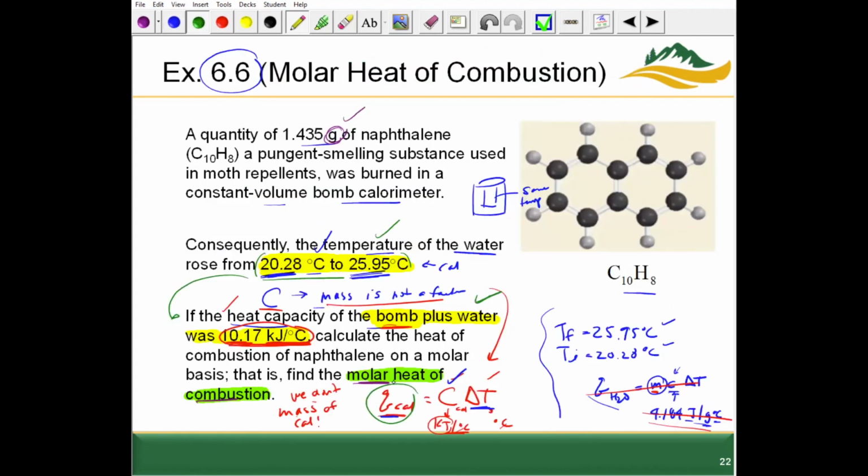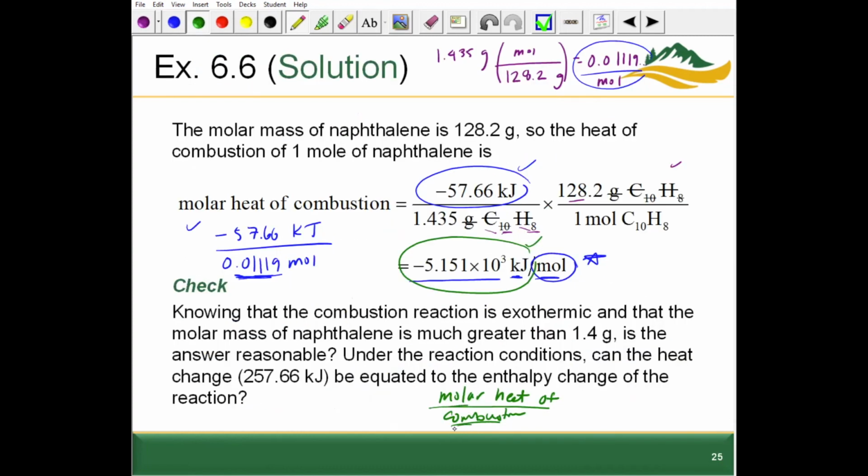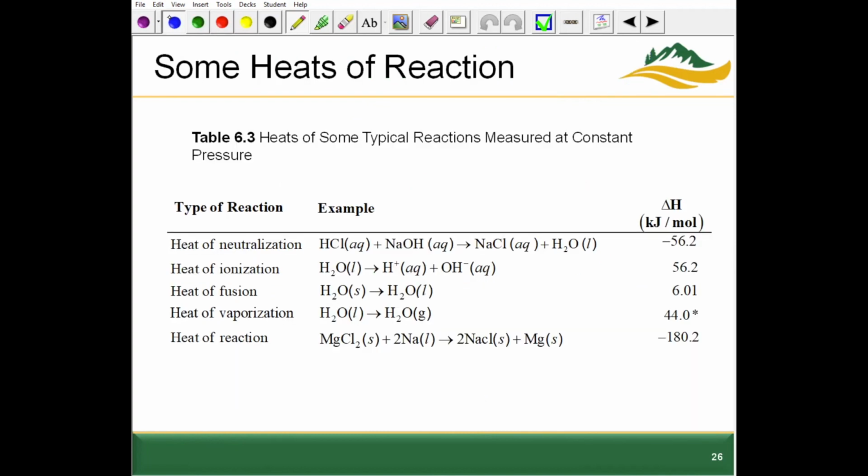This answer that we just calculated is our molar heat of combustion. So our molar heat of combustion is how much energy or heat is released for every 1 mole of our reactant. So enthalpy of reaction, sometimes called heat of reaction. This is table 6.3 in your book. Here are some examples of various heats of reaction.